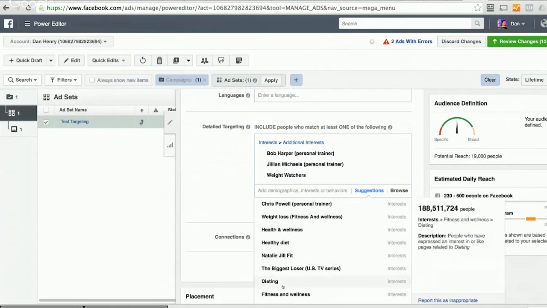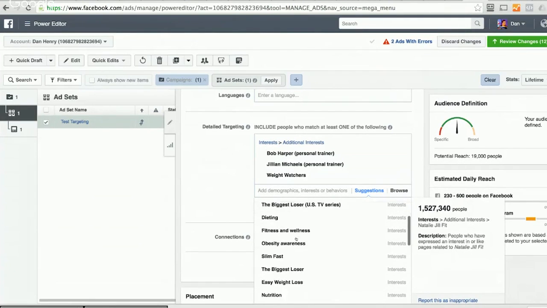Now, I'm not going to select, what did I see there? I saw The Biggest Loser. I'm not going to select that. Why? Because my brain tells me that's a show about losing weight.